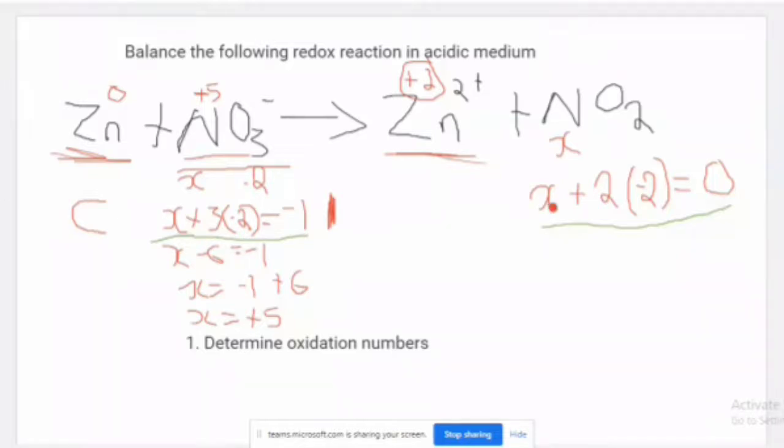So we can do the addition and subtraction. So we have x plus 2, so this is going to be x minus 4. X minus 4 is equal to 0. All right. Then we know what to do here. Since we're calculating for x, we must make x the subject of the formula. So this 4 is going to go to the other side. Then this is going to be plus 4. All right. So the oxidation state for nitrogen here is plus 4.